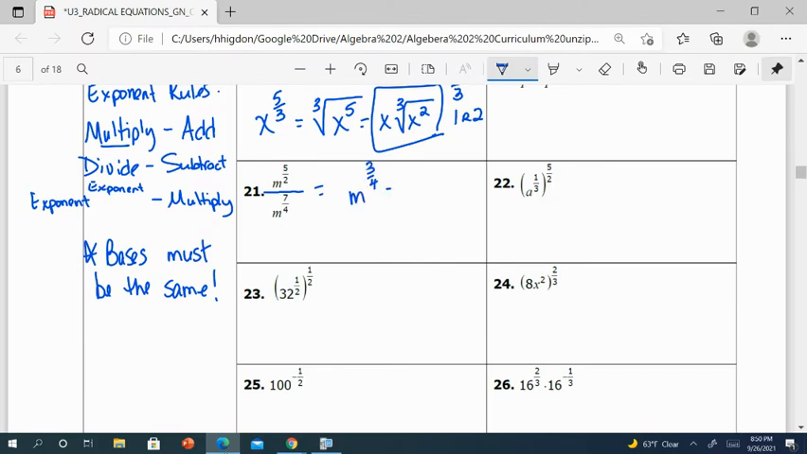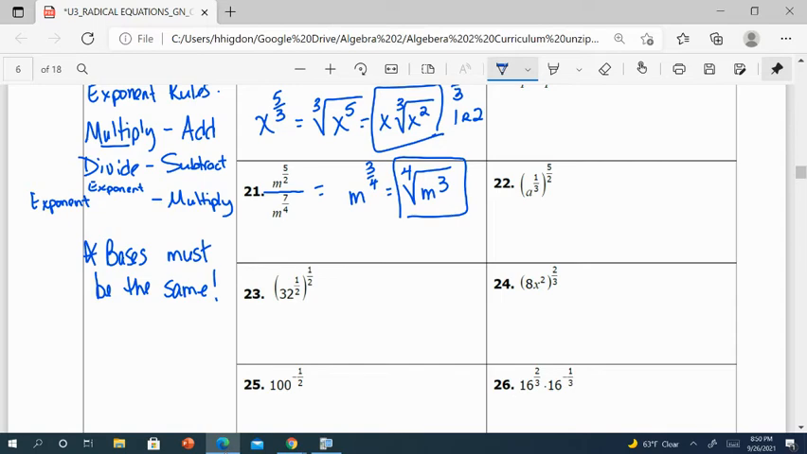We're going to change that back to a radical, and it's going to be the 4th root of m to the 3rd power. Now there's not enough m's here. The number of m's that you have inside is smaller than the index, so we're good. Looking at number 22, I have a to the 1/3 and that's being raised to the 5 halves. So this is an exponent.